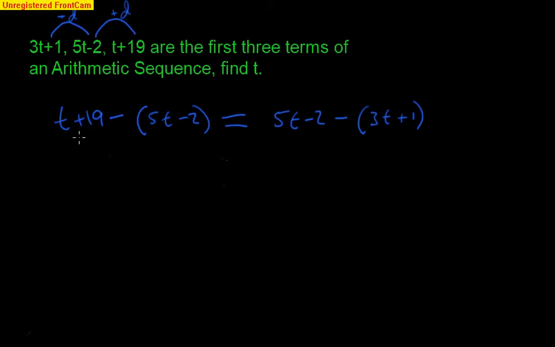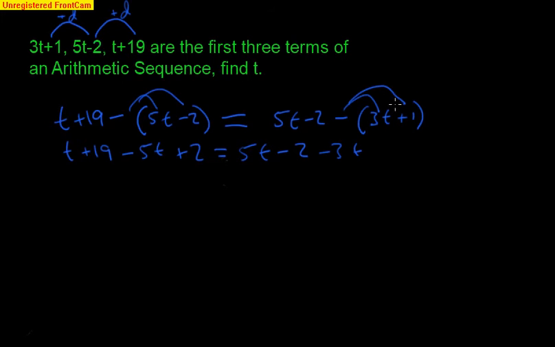Firstly, I'm going to expand those brackets out. The t plus 19 stays the same, and minus times the 5t gives you minus 5t, then minus times the minus 2 is plus 2. On the right hand side I've got the 5t minus 2, and minus the 3t, and then minus 1 on the end.